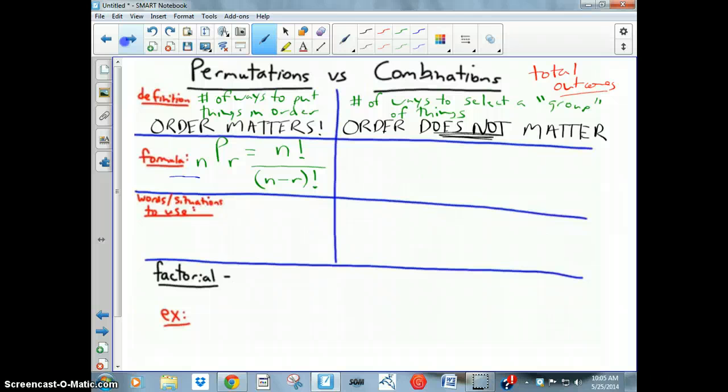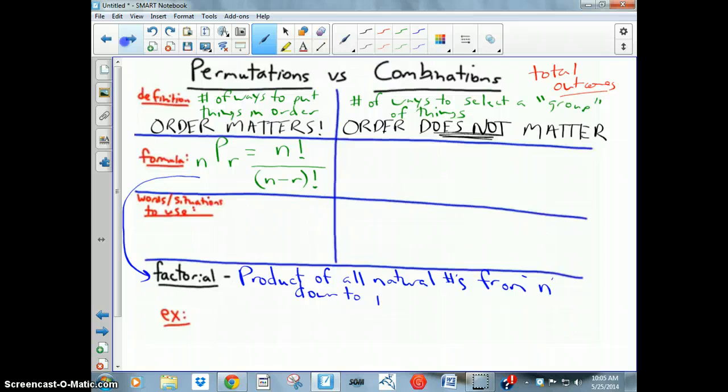Now you may or may not have seen what that exclamation point means. Well, what does factorial mean? If you don't know, it's basically the product of all natural numbers from n, the total, down to 1. That's basically what factorial means. So if for instance you see 5 exclamation point, 5 factorial, all that means is take 5 times 4 times 3 times 2 times 1. You start with n and you go down to 1, very simply.